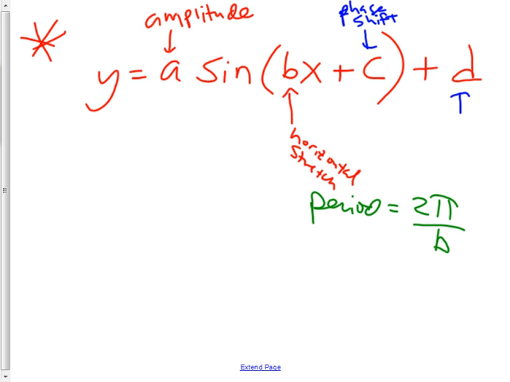You need to copy this down. Probably the most important formula of the next month. Put a little star by it in your notes because it's that important. Y equals A sine of bx plus c plus d.